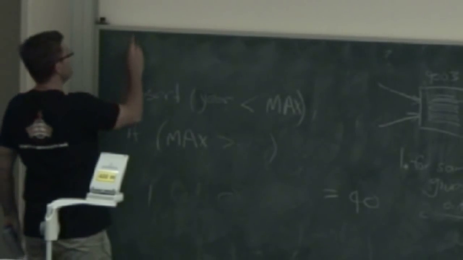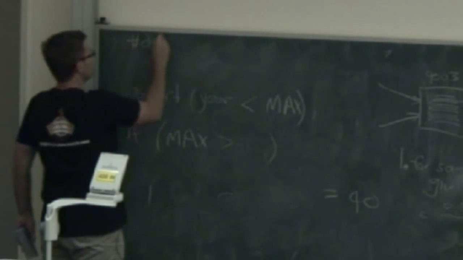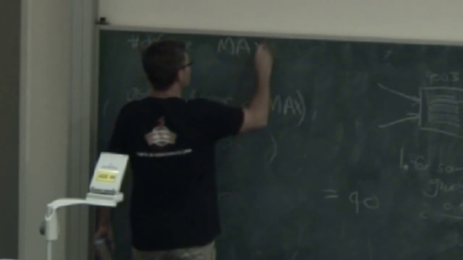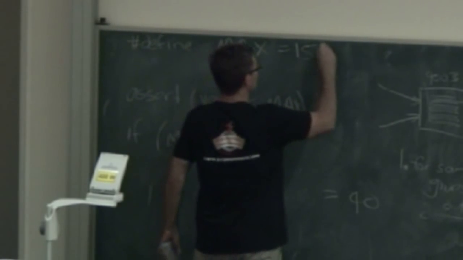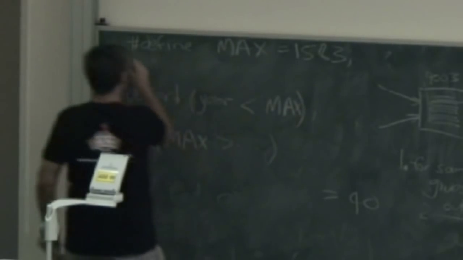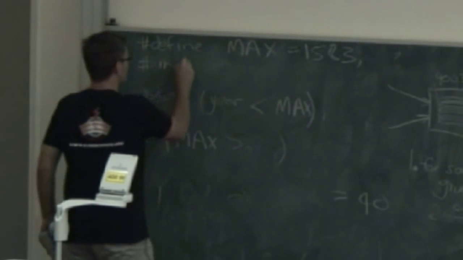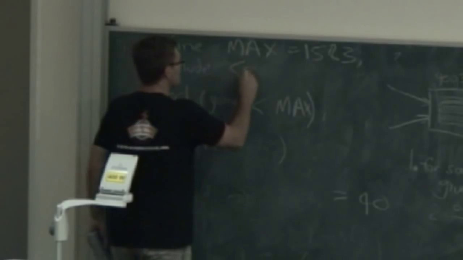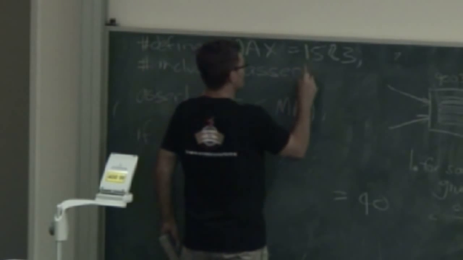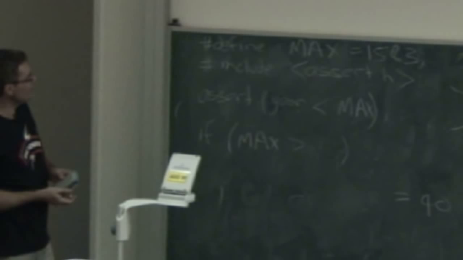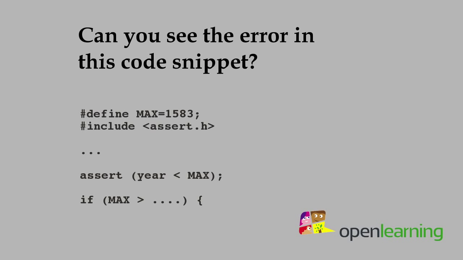And at the top they'd said, #define max equals 1583. And they'd also said, #include assert.h. Now without calling out, look at that and see if you can see what the problem is, because it's so subtle and everyone will make this mistake 50 times.